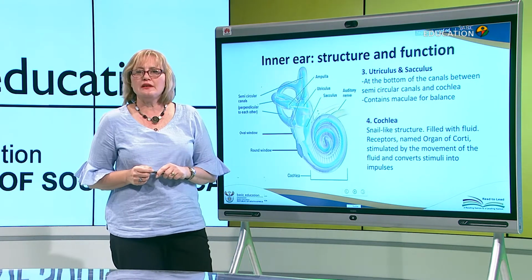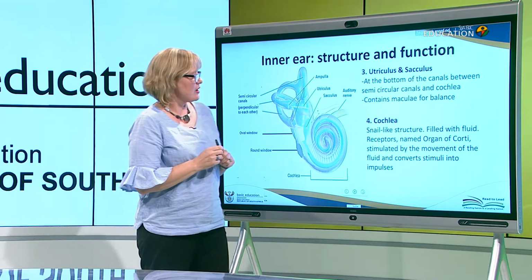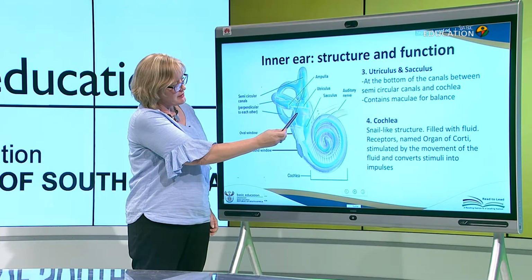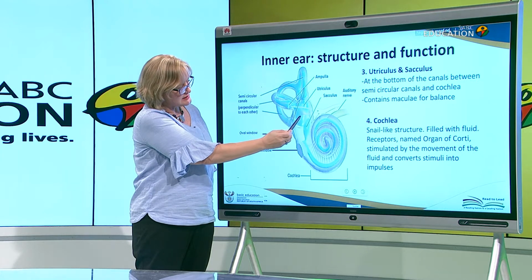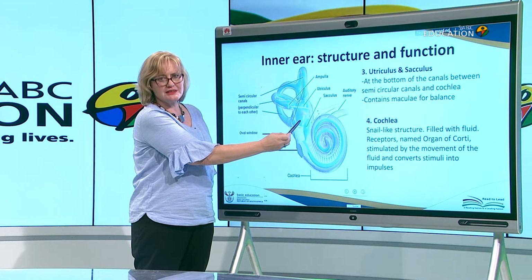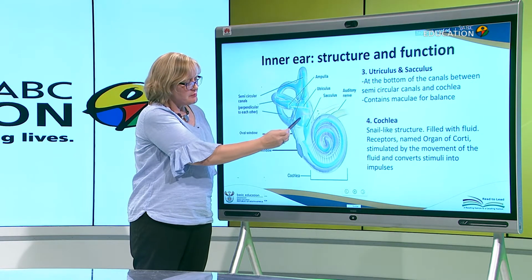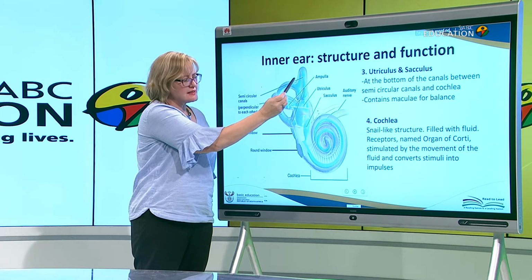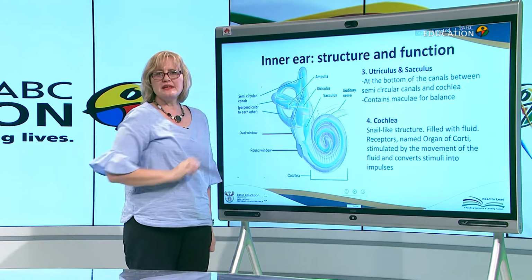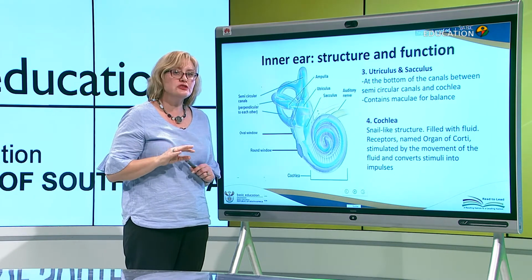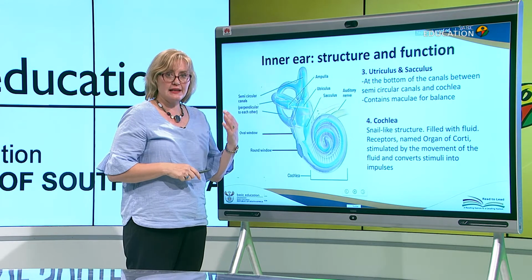Thirdly, we get the utriculus and the sacculus. Now those are found in the middle here, between the semicircular canals and the cochlea. As you can see in the diagram, the utriculus is the top part and the sacculus is the bottom part. It's a little sac there at the bottom. They are found in the middle between the semicircular canals and the cochlea. They also contain liquid, and they contain a little receptor we call the macula, also to do with balance, and we'll get into that later.